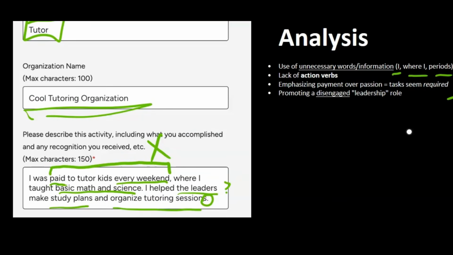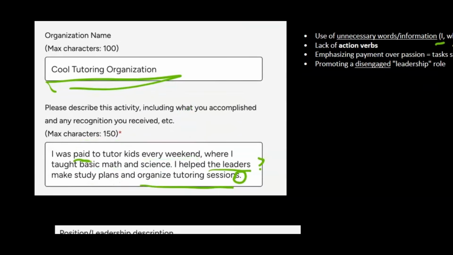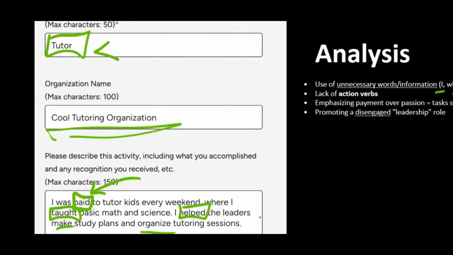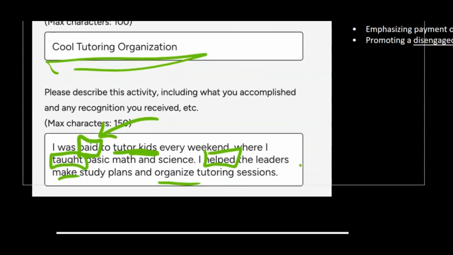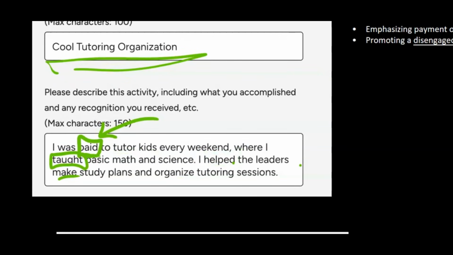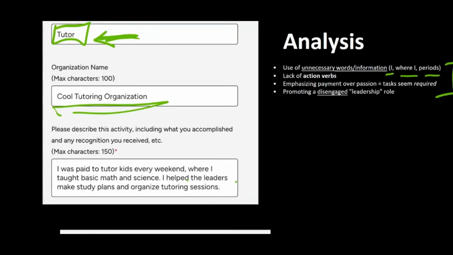Number two, lack of action verbs. Let's see the strongest verbs that we have here: paid, taught, helped, and I guess make and organize. Taught and organize are good action verbs, but why would you want to say that you were paid to tutor kids every weekend? That just does not seem very impactful and not a good use of your characters. We get the point that when you're a tutor, you displayed this here. So why would you talk about tutoring kids again down here, as well as organizing the tutoring sessions? Those are just implied based on your role and position, so it wouldn't make sense to talk about it again.